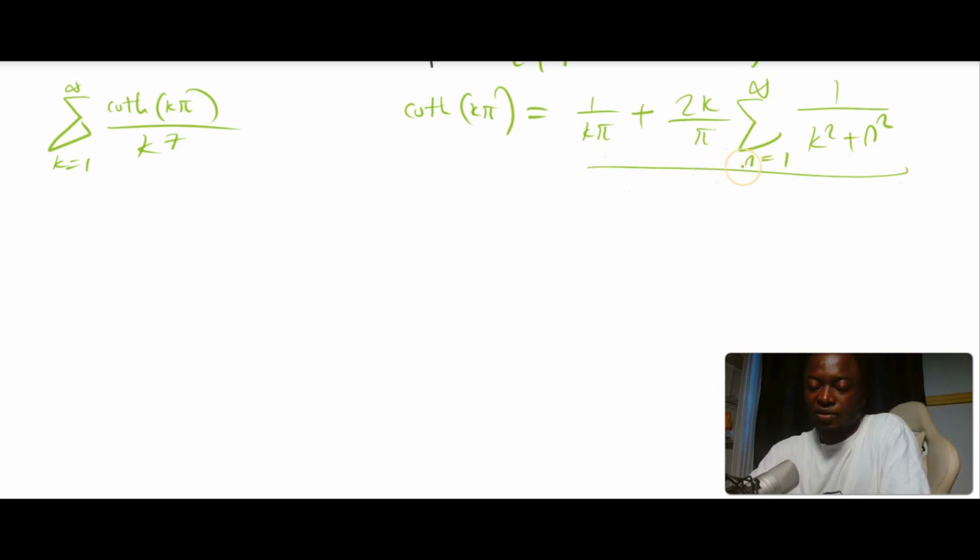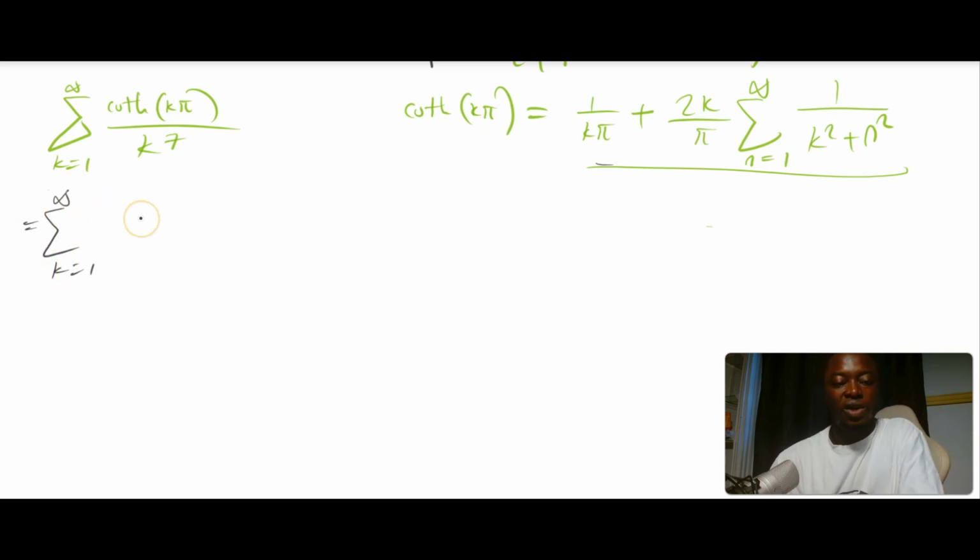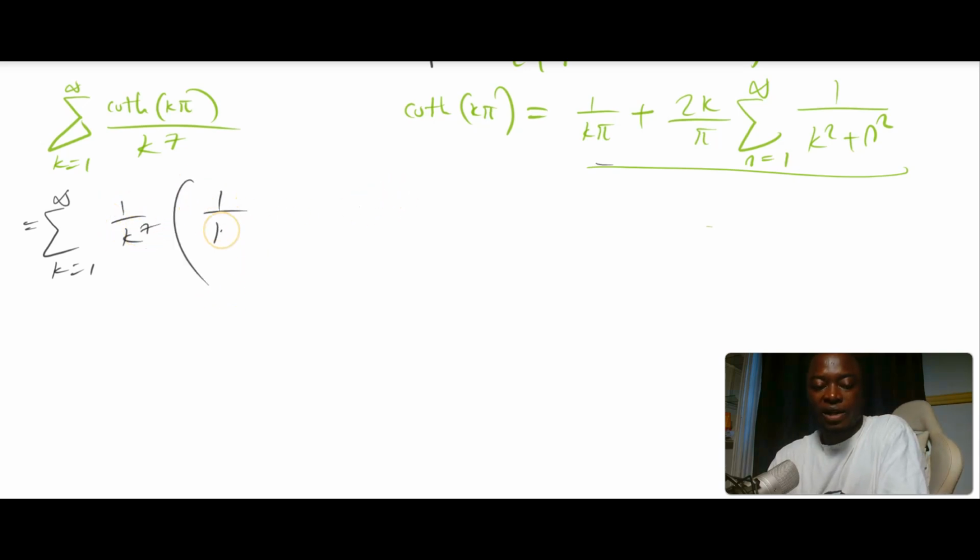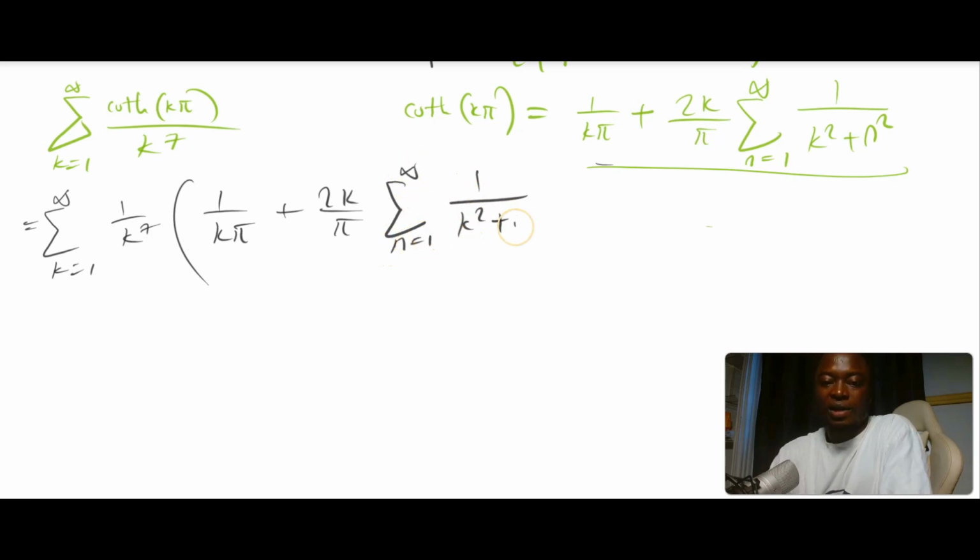Now this is not too hard to prove. It's very simple. But we're not going to be supplying the proof here, because that would make this video too long. It's already 14 minutes. So let's see if we can avoid the temptation of trying to prove everything. So we're going to use that and invoke this sum in here. So you get the sum as k runs from 1 up until infinity of 1 over k to the 7th power, then you have 1 over k pi plus 2k over pi times the sum as n runs from 1 to infinity of 1 over k squared plus n squared.